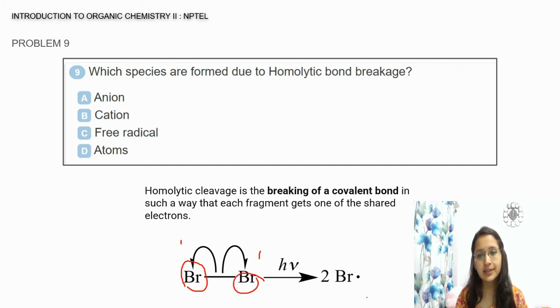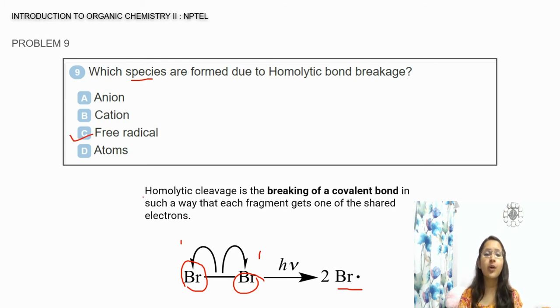So this leads to the formation of what we know as free radicals. Free radicals are single electron species, right? So which species are forming in this particular breakage? It is the free radicals.